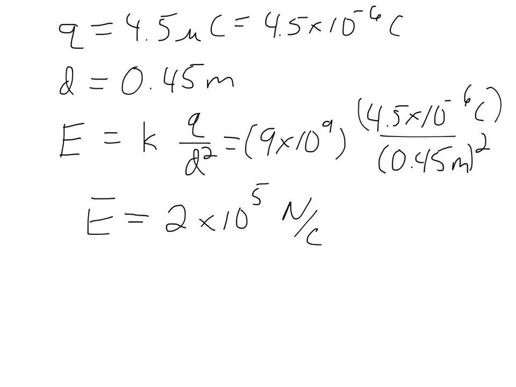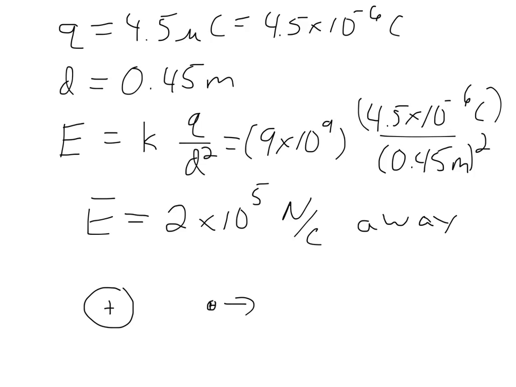And now we need to figure out if that's pointing toward or away from the charge. Now remember, electric field points in the direction a positive charge would move if it was brought near the charge we're talking about. So we have our charge here, and it's positive. So if we brought a little positive test charge, that would be moving away. So our electric field is going to be pointing away from the positive charge we have there.